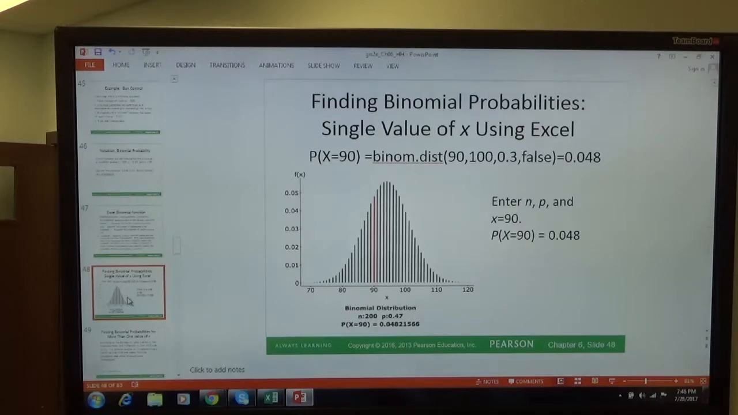The question tells us what? Exactly 90. You ask 200 people, exactly 90 say yes, but for each person, on average, 47% will say yes. Then you put in binom.dist, B-I-N-O-M dot D-I-S-T. So we can try this.